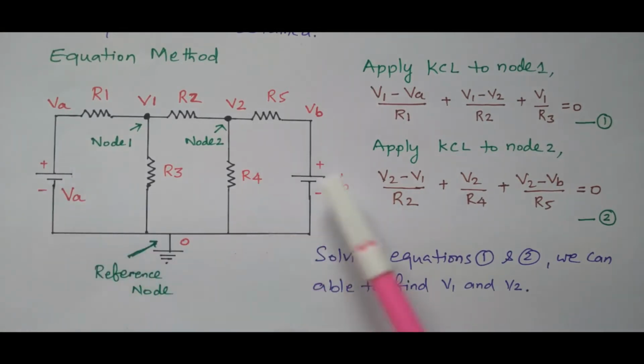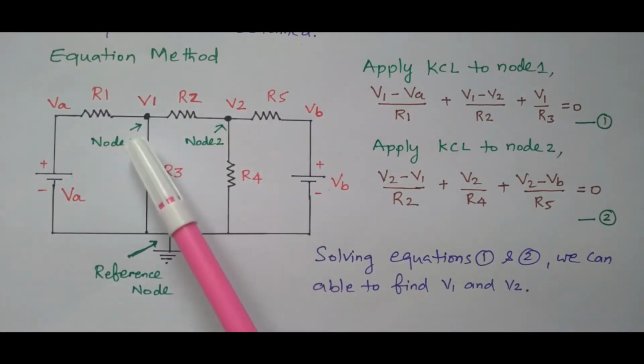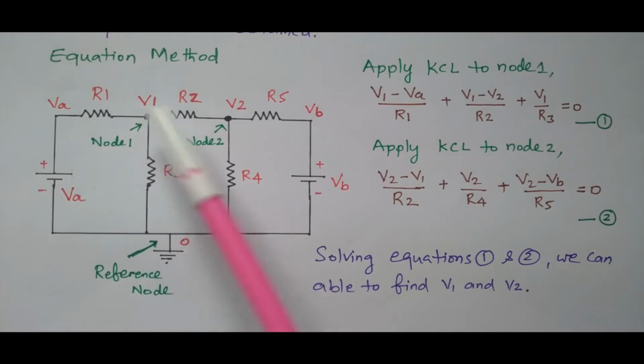So we have two voltage sources and the resistors. We assigned one reference node at the bottom, normally the return path. Then we assigned the two nodes, node 1 and node 2. At node 1 the voltage is V1, at node 2 the voltage is V2. A node is a junction point where the elements are connected together. So our aim is to find this voltage V1 and V2.